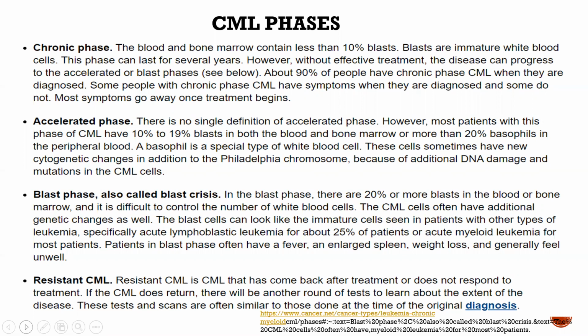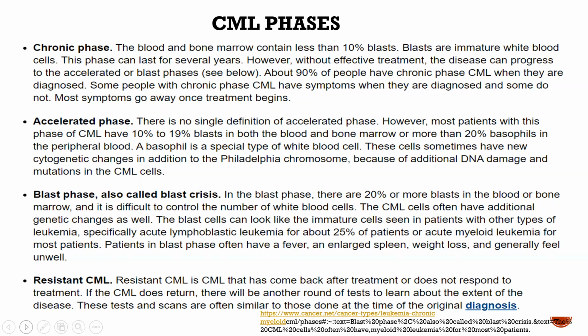In the accelerated phase, there is no single technical definition of this phase, but most patients in this phase are represented by 10 to 19% of blasts in both the blood and the bone marrow, or more than 20% of basophils in the peripheral blood. Basophils are a special type of white blood cells. Sometimes there may be new cytogenetic changes in addition to the Philadelphia chromosome because of additional DNA damage and mutation in the cells.